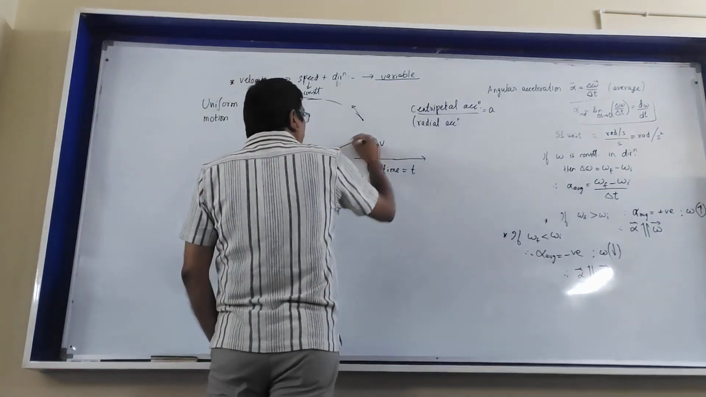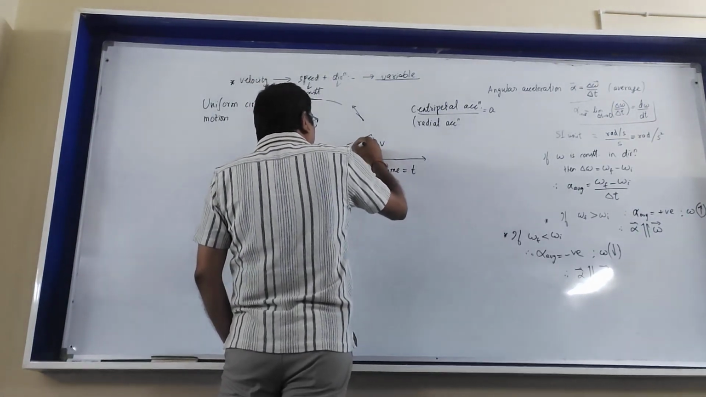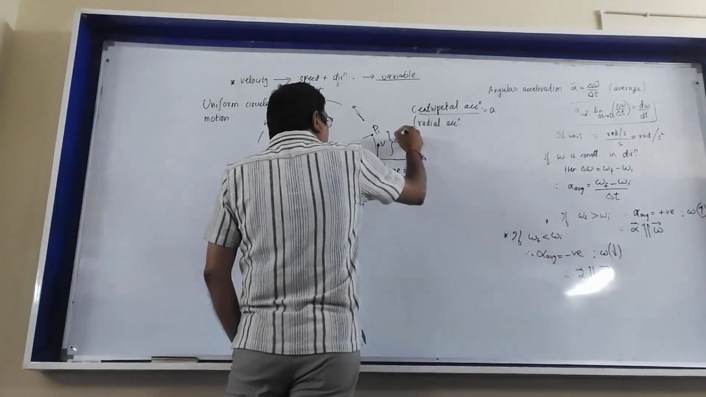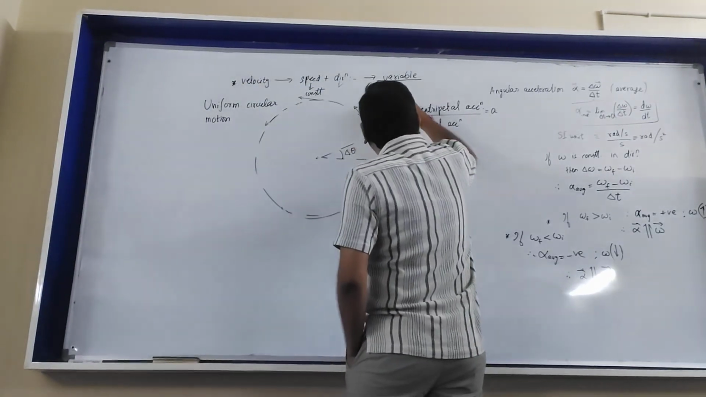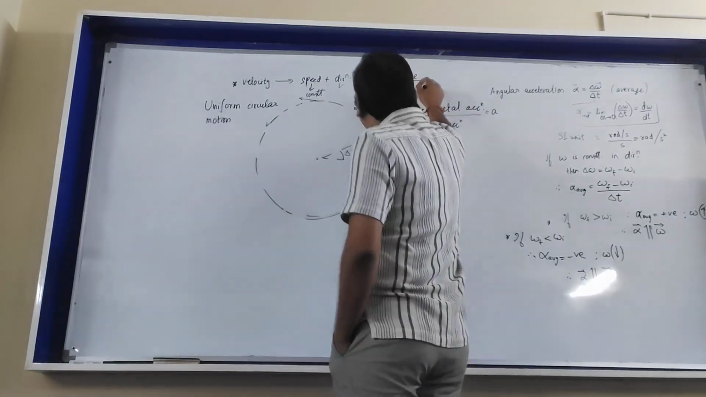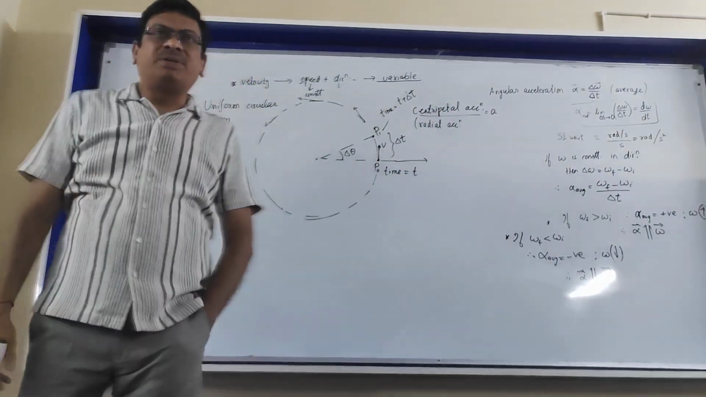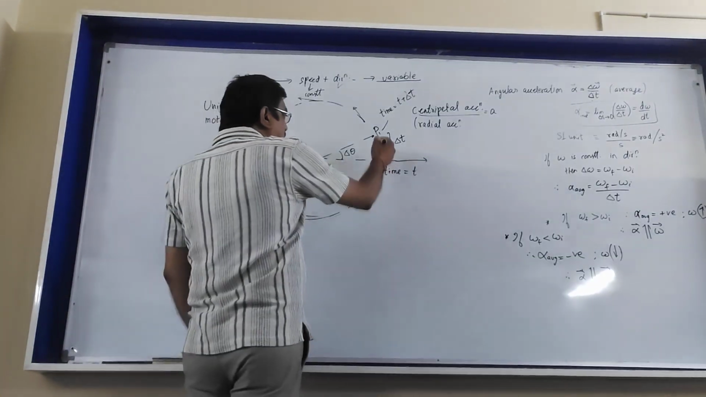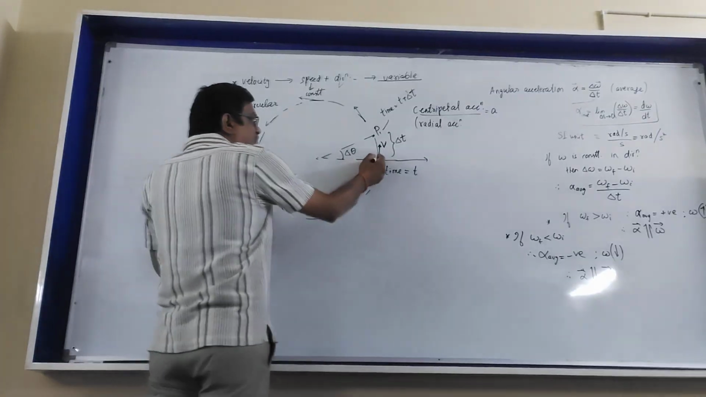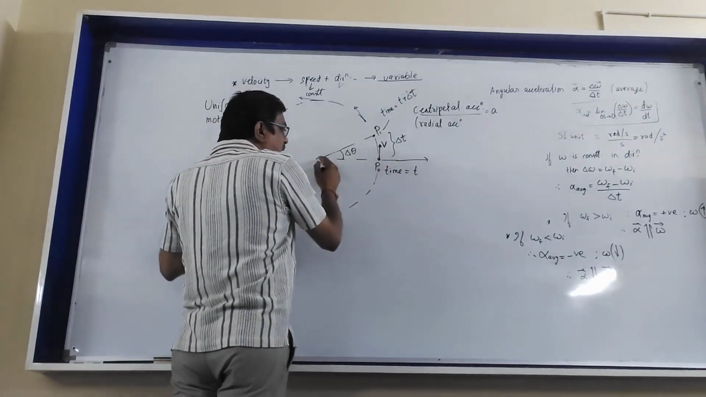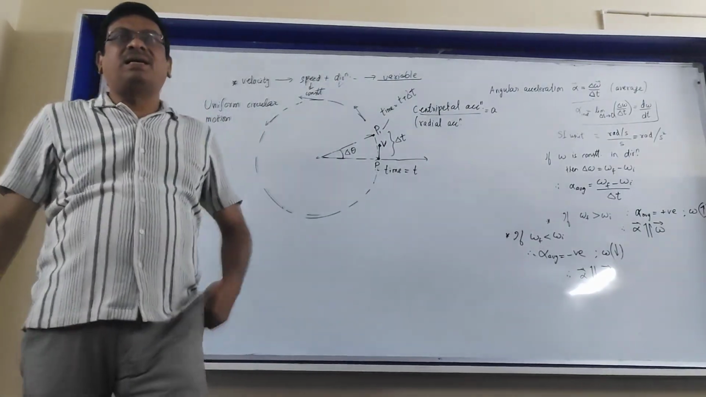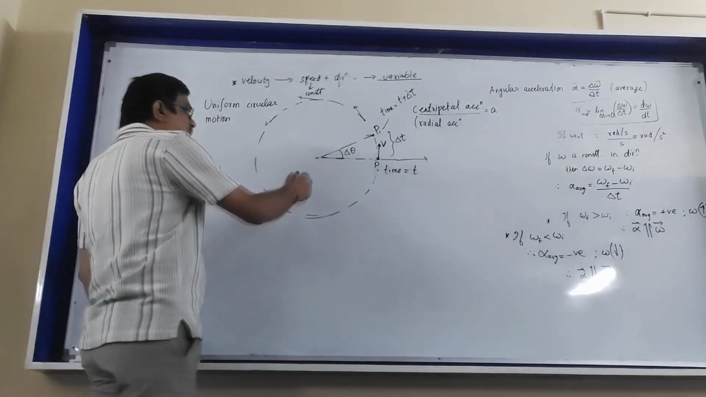Then during a small time interval delta t, let us say it comes to position P1. That is, now the time is t plus delta t. The particle has reached position P1, moving with constant speed v. So it came from P0 to P1, thereby the radius vector joining the particle describes an angle delta theta. Is it okay?